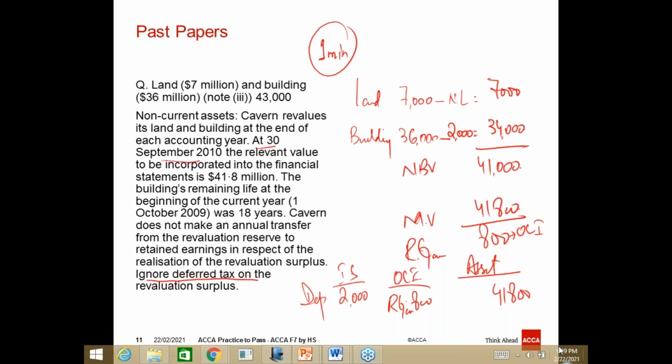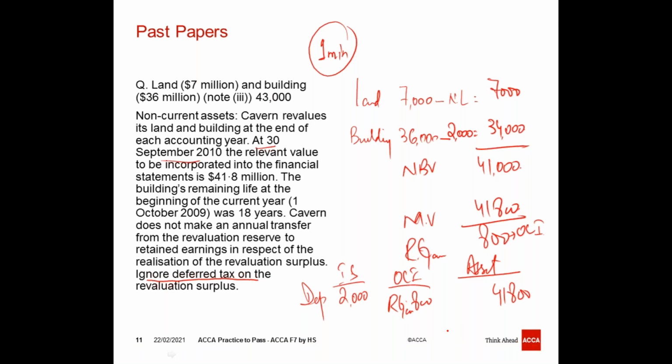No, because we haven't charged the depreciation from 1st October till today. So it means that 18 years is still left. In the revaluation reserve, on the equity side, it will be reported at 800. Is it clear?